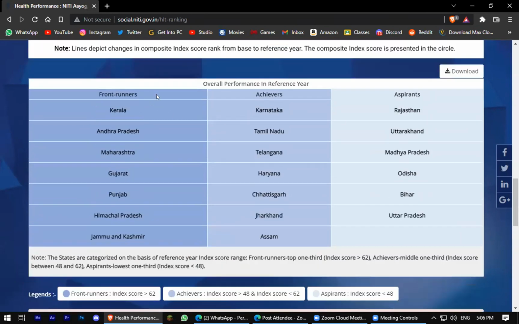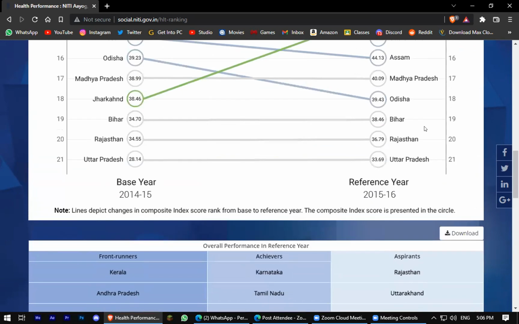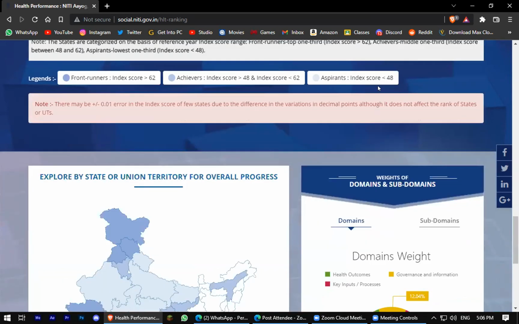Who all are front runners: Kerala, Andhra Pradesh, Maharashtra, Gujarat, Punjab, Himachal, Jammu Kashmir. These all are front runners. Achievers: Karnataka, Tamil Nadu, Telangana, Haryana, Chhattisgarh, Jharkhand, Assam. And at the bottom is Uttar Pradesh, Bihar, Odisha, MP, Uttarakhand, Rajasthan. So why the bottom? Because we are having this index score less than 48.